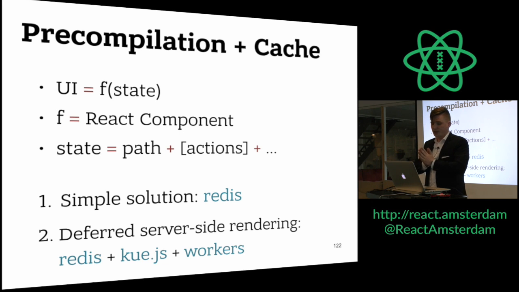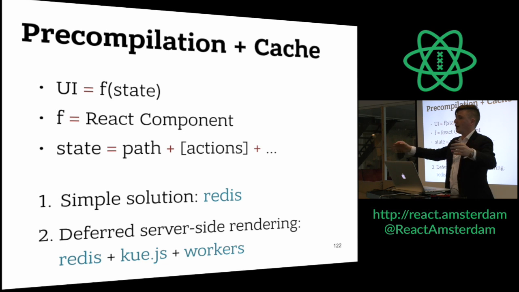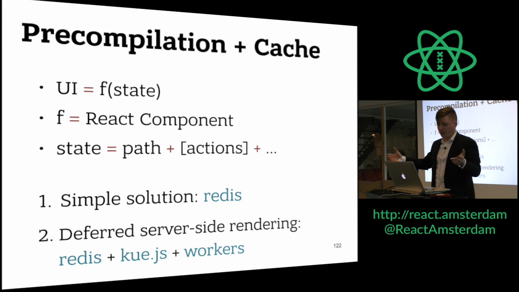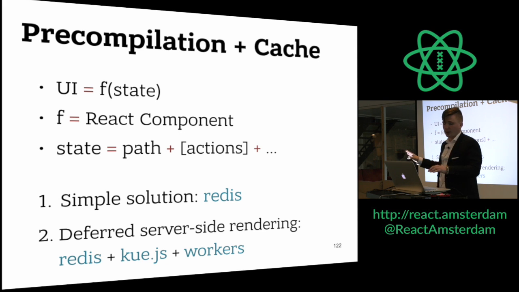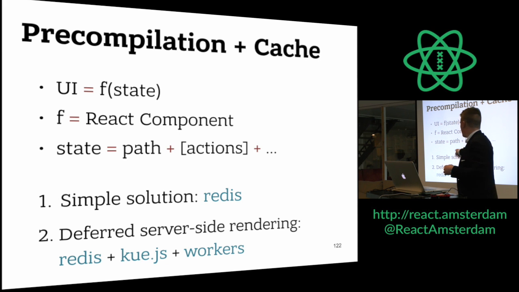Pre-compilation and cache means that generally UI is f of state, where f is your React component, and state is the path and a combination of actions. Yeah? The simple solution in this way would be to cache the output of your rendering for each path and actions in Redis, just plain HTML. But the most advanced solution would be to use Redis and background workers.